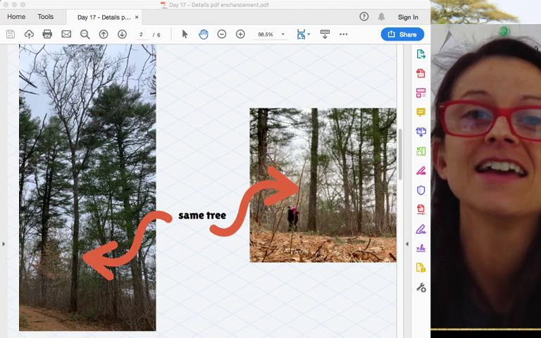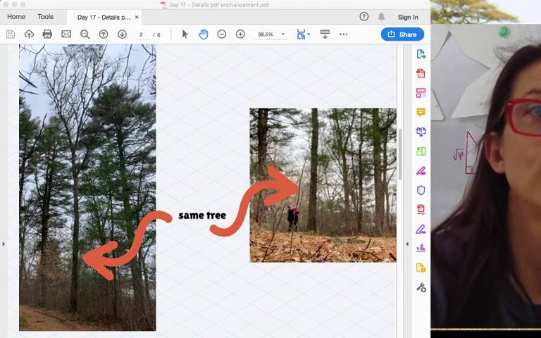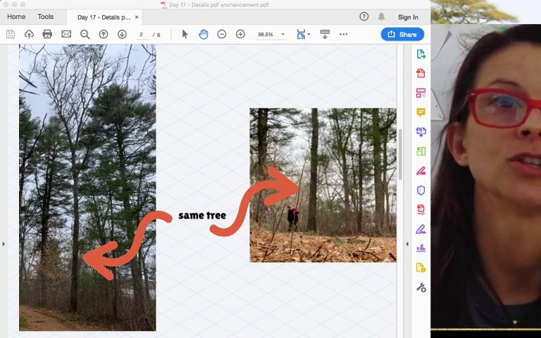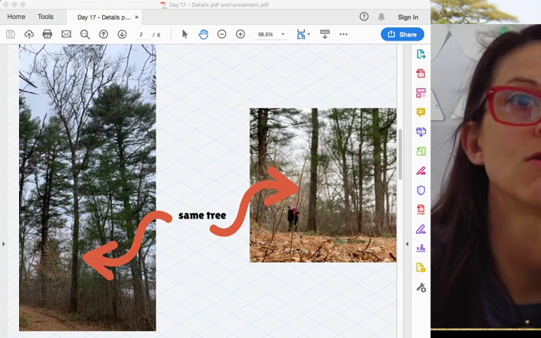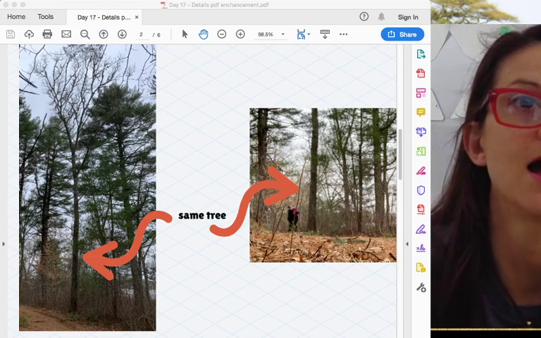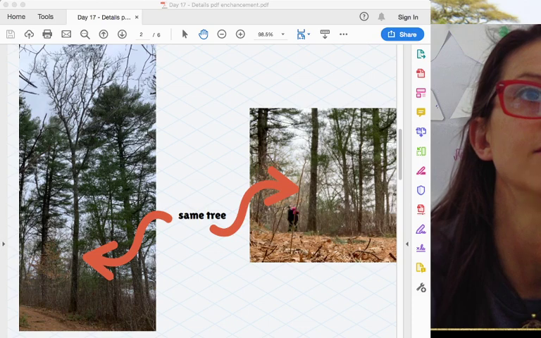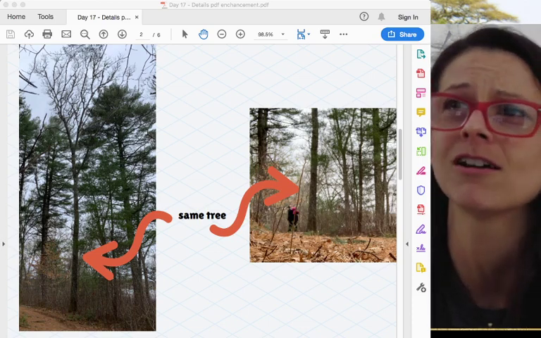So using scale, those two photos were taken the same distance away from the tree. You can see that the trunk is relatively the same size in both images. So I would say that maybe that tree is 1, 2, 3, 4, 5, 6, 7, 8, 9, 10, 11, 12, 13, 14 of me. What do you think? Do you think more or less?